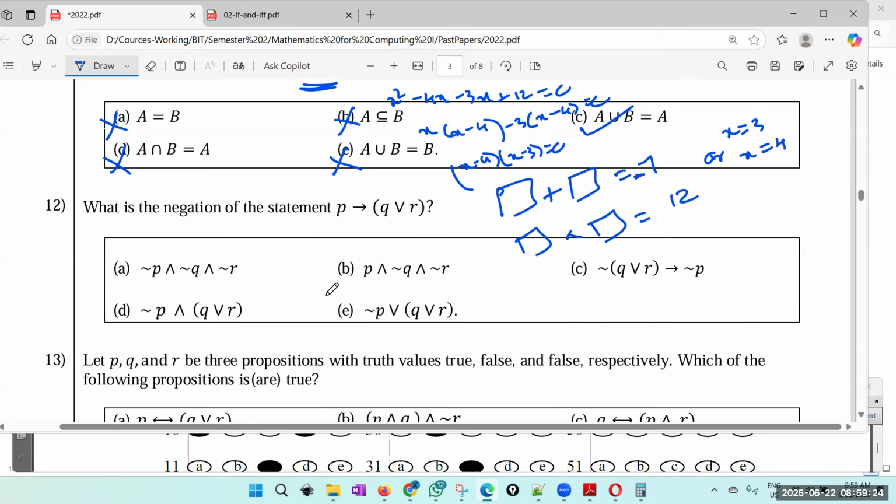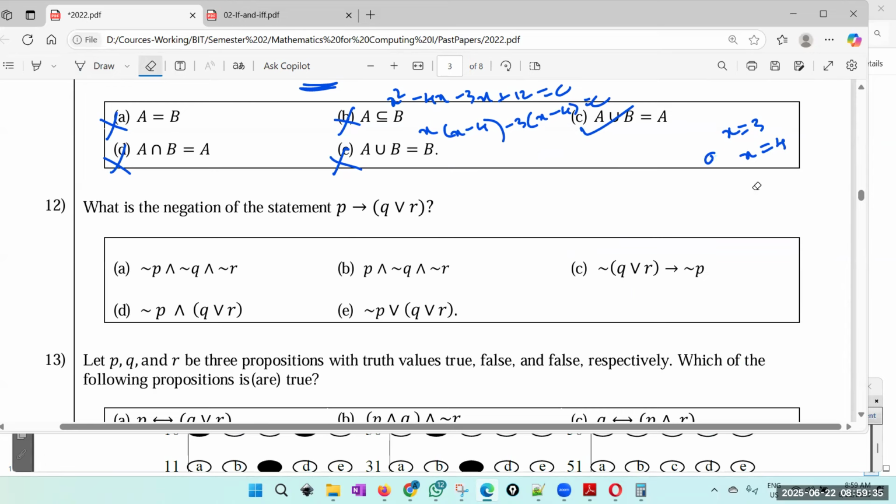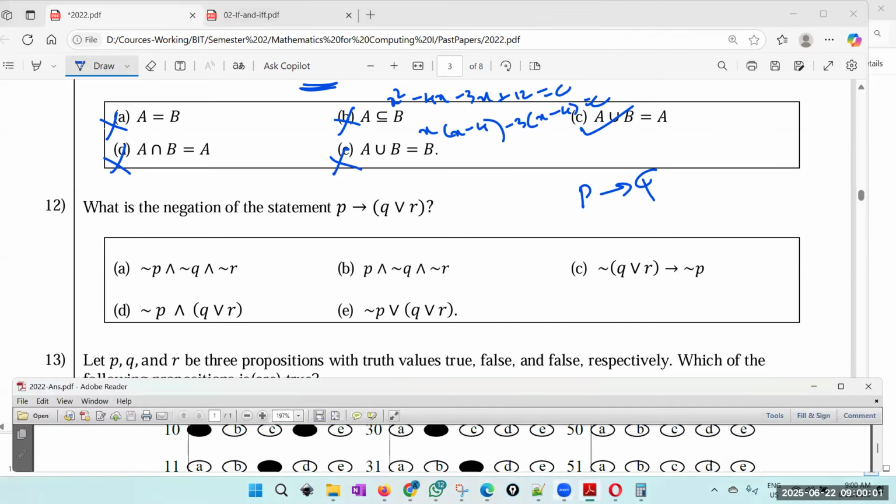Right. What is the negation of this? Now, this is a tricky one. What is the negation of P implies Q? Is it not P implies not Q? But negation is not always correct, right? But they need this negation, I think. P implies Q, we discussed that. I can't remember the exact thing. Let me open the note.